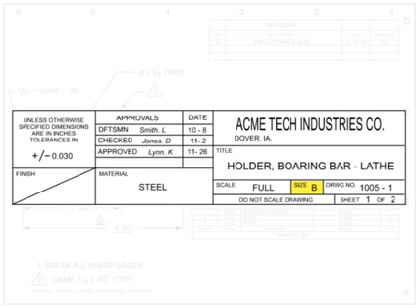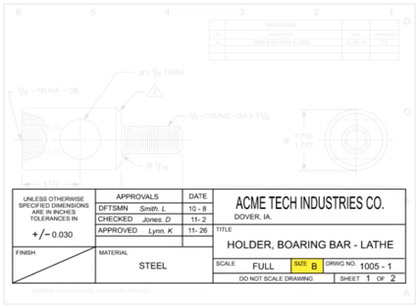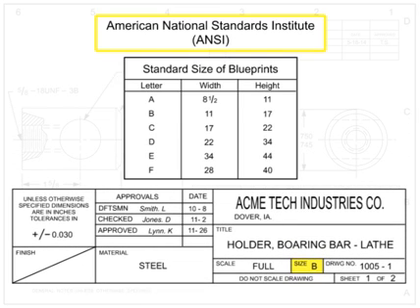The size of the drawing indicates what size paper the drawing should be printed on to be true to scale. There are many different types of drawing size standards, but the most commonly used in the United States is the American National Standards Institute, ANSI, which is also required by the ASME Y14 drawing standard. The farther in the alphabet the letter, the larger the drawing size.